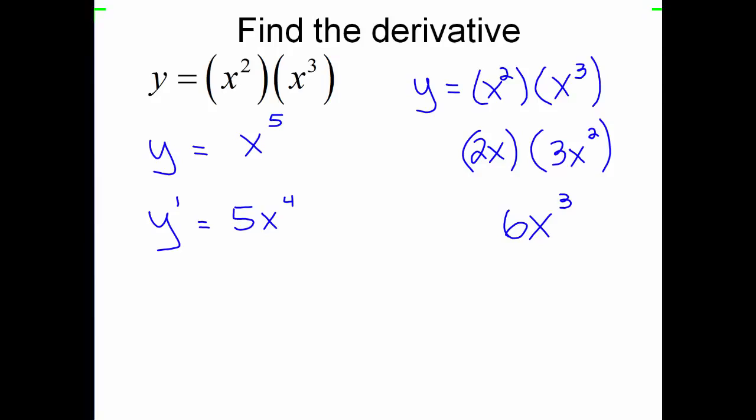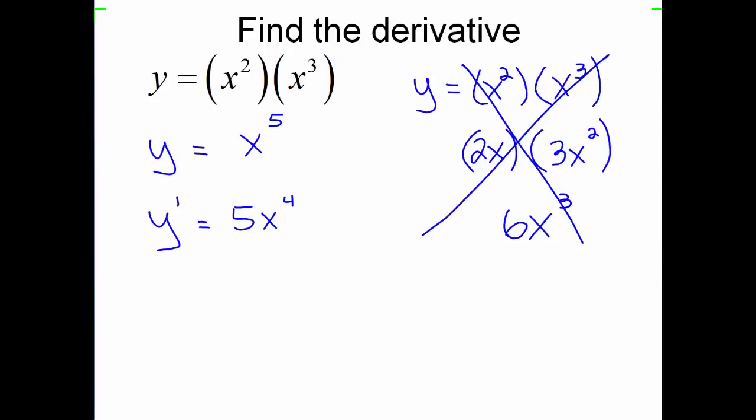You notice here we don't get the same answer. So what does that tell you? We know that this is the right answer right here. This is the correct answer for sure. If you take the derivative of these separately and then multiply them, it does not give you the right answer. So this is the incorrect way to do this. You cannot take the derivative of functions separately, then multiply them and expect to get the right answer.